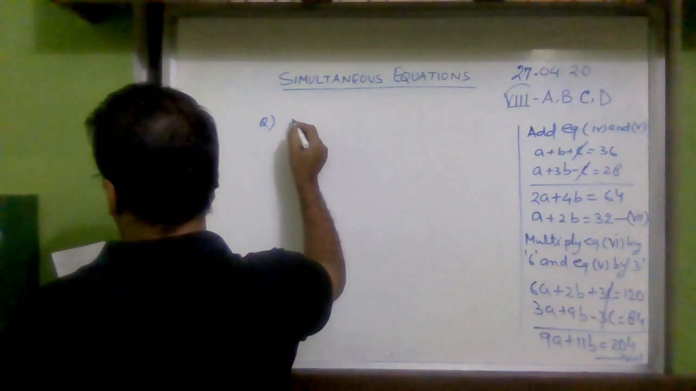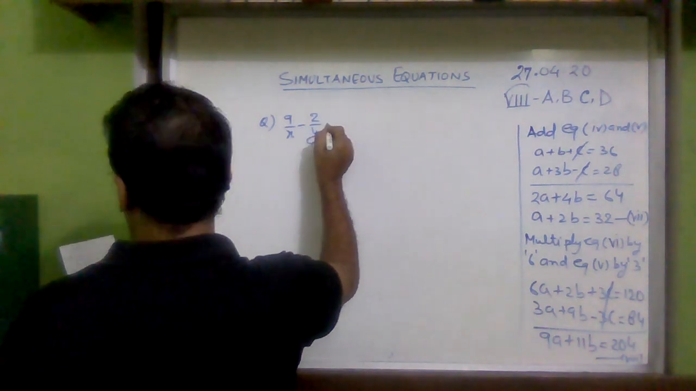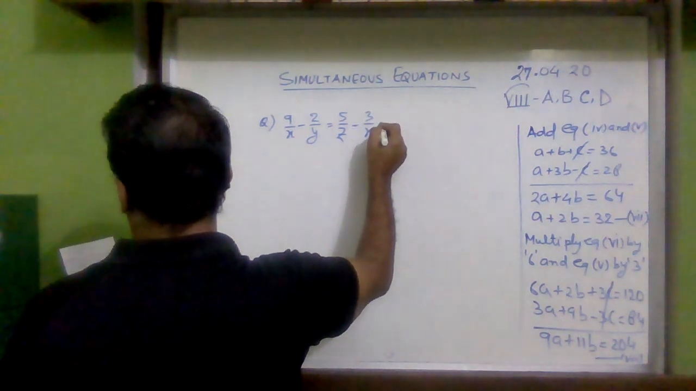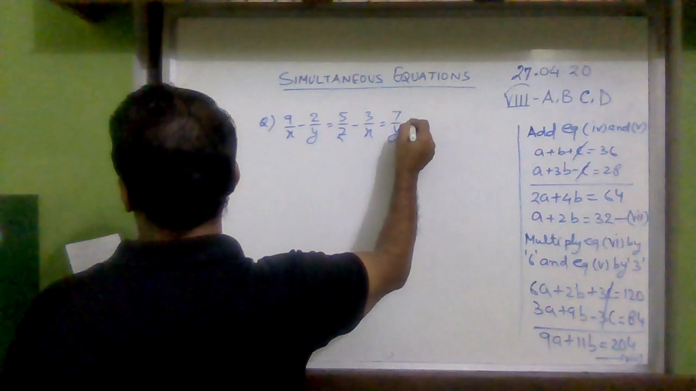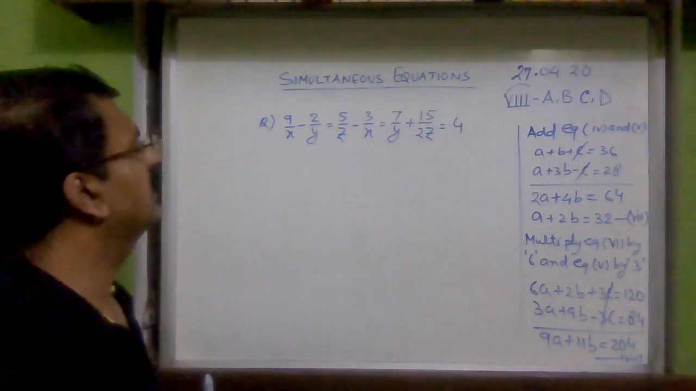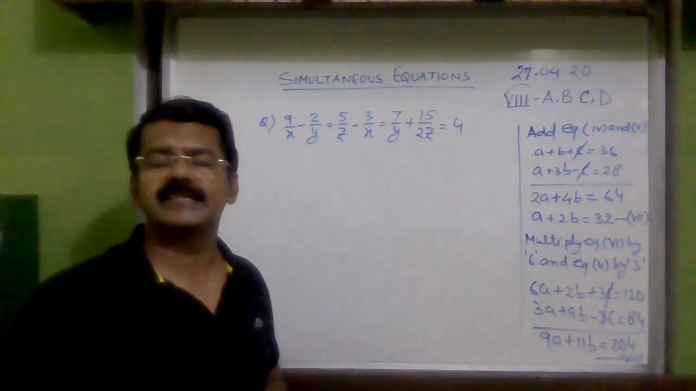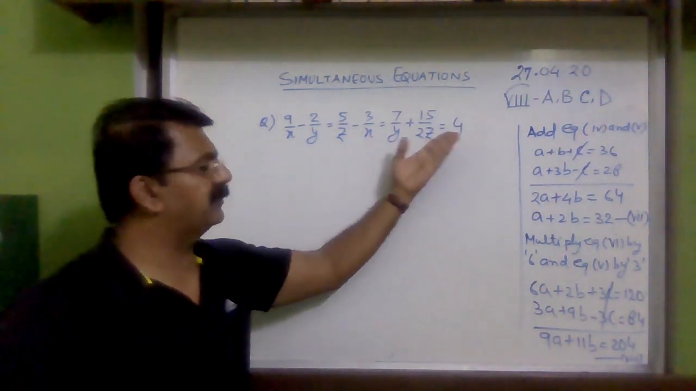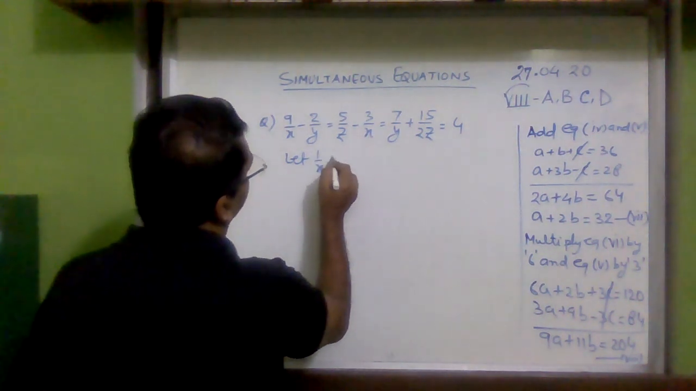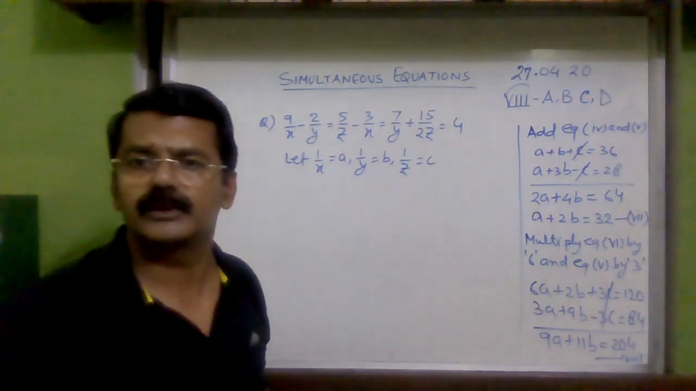Next question. 9 upon x minus 2 upon y is equal to 5 by z minus 3 by x is equal to 7 upon y plus 15 upon 2z is equal to 4. So they have given the whole question in the form of one equation, and there are 3 parts of the question. All the parts are equal to 4. So first of all, let 1 upon x is equal to a, 1 upon y is equal to b, and 1 upon z is equal to c, as we did in the previous questions.